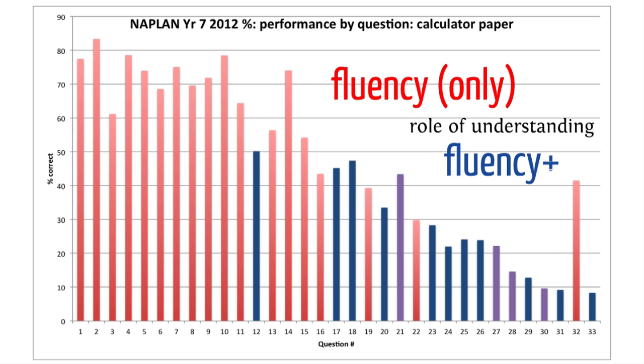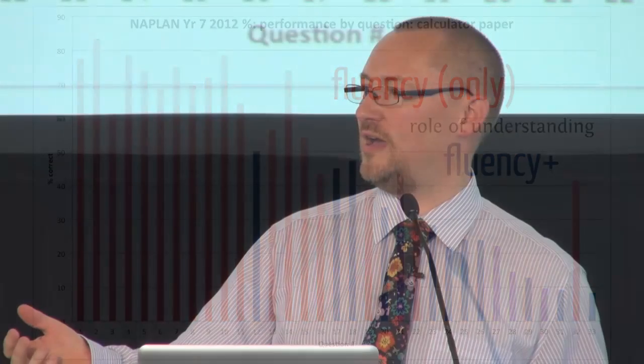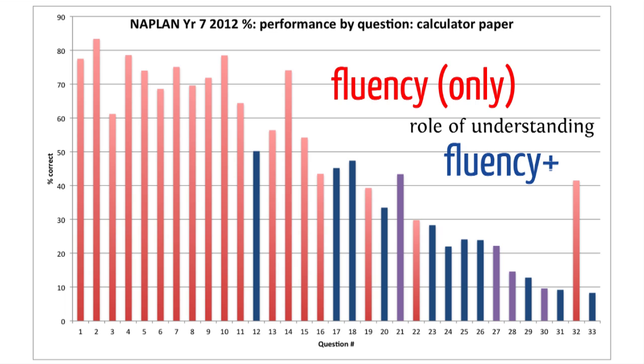So by looking even at our NAPLAN questions in this fluency only and fluency plus way, the industrial to the post-industrial way, what we're seeing is that there's lots of room for improvement nationally in our NAPLAN performance, but it's not in fluency. Nationally, we're not going to get improvement through more and more drilling of the kids, through more and more instruction of the kids, because actually we're pretty good on that. The place where we're going to get a really positive improvement is down here in our problem solving.